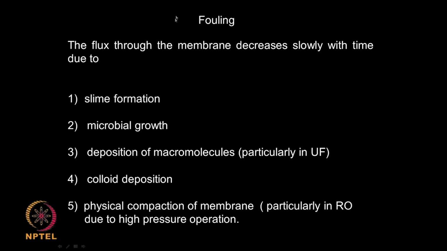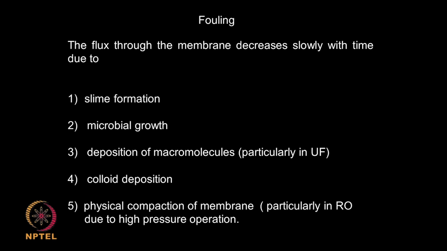Okay. So, what is fouling? The flux through the membrane decreases slowly with time because of slime formation, microbial growth, and deposition of macromolecules, especially in ultrafiltration. If you have large molecules, they will start depositing, colloidal deposition, and sometimes physical compaction, especially in RO membranes. We are talking about 150 bar. So, what happens is the whole membrane could get compacted. So, the flow becomes a big problem and finally it may stop. So, all these are problems in membrane technology.